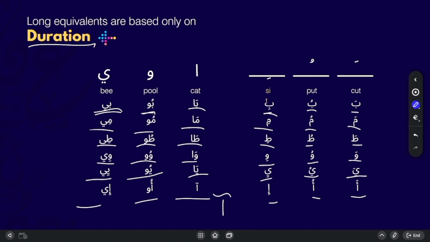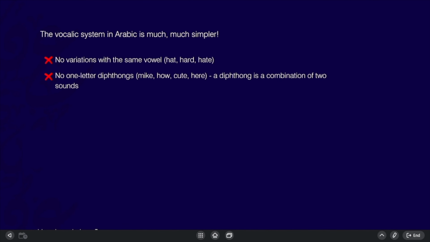So now you're comfortable with the idea that changes between short and long vowels happen entirely on the basis of duration. That short vowels in Arabic are really short. Okay? So let's move on. Here are two very important ideas to walk out with. The first one is that the vocalic system in Arabic is very simple. It's much, much simpler than English.